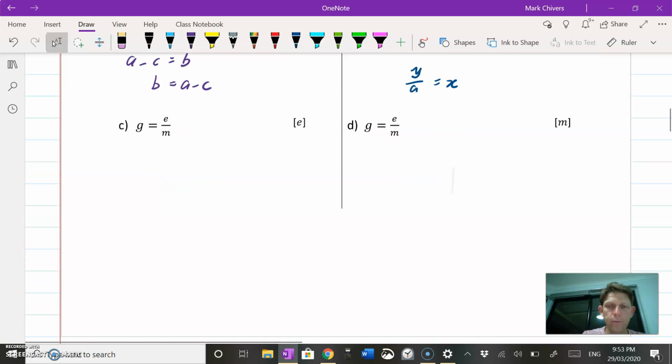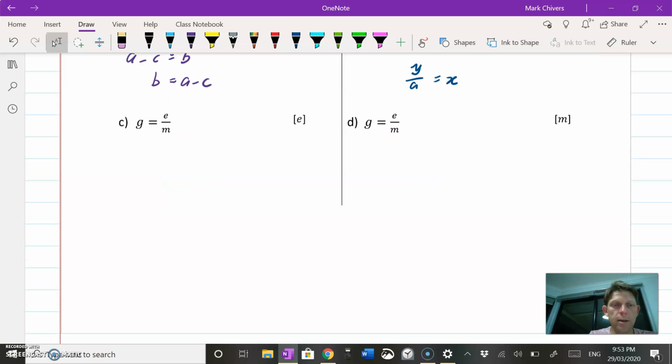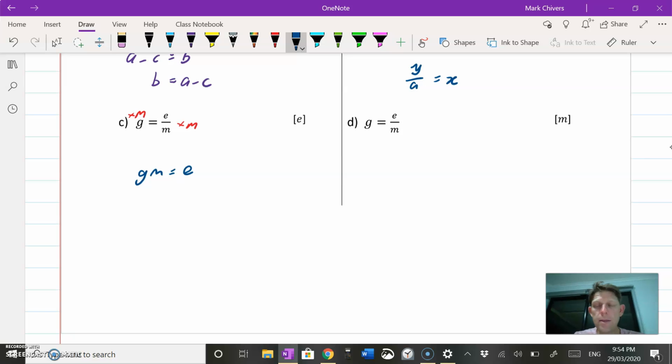For this next one, we're going to use the opposite of what's happening to E. E is being divided by M, so we're going to multiply it by M, but we have to do whatever we do to one side, we have to do the other. And so that's going to leave us with GM equals E. And then this final example requires 2 steps.